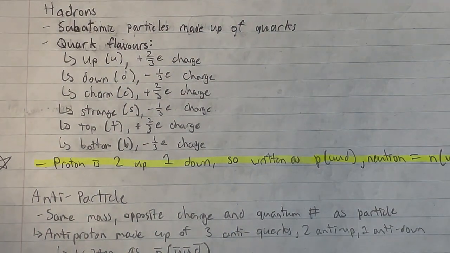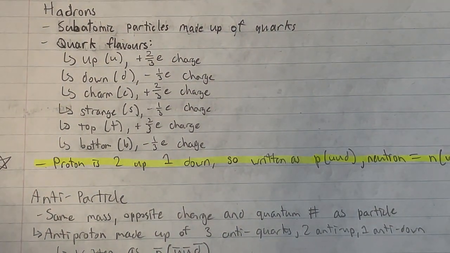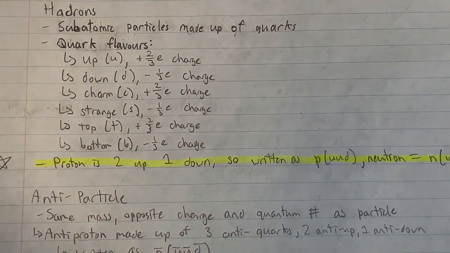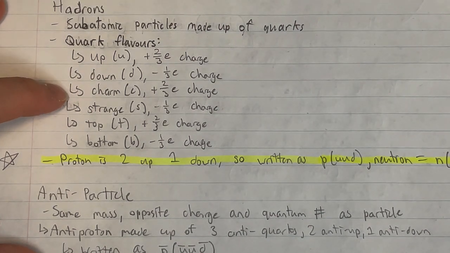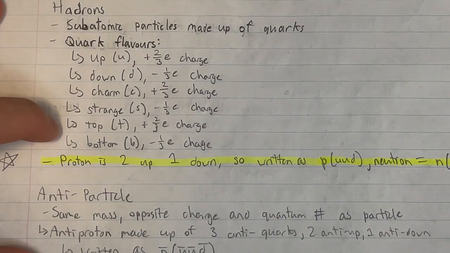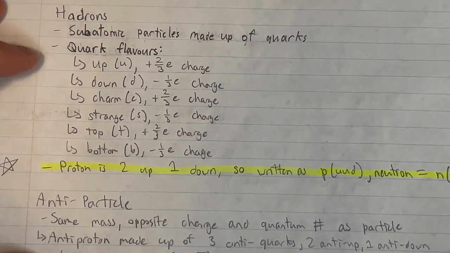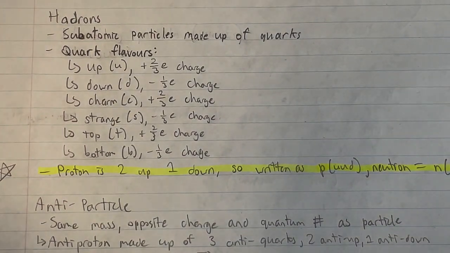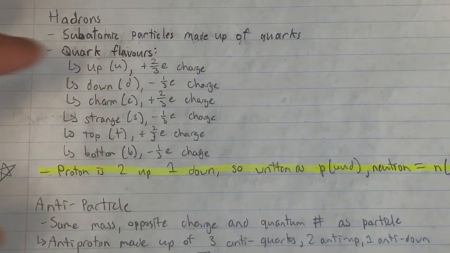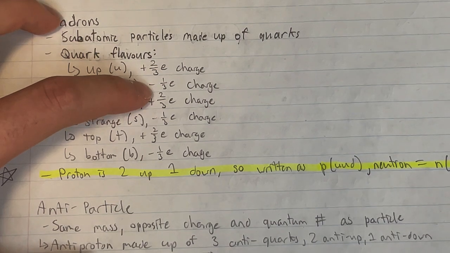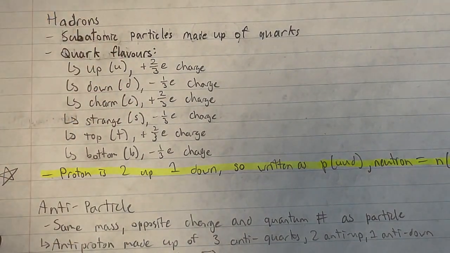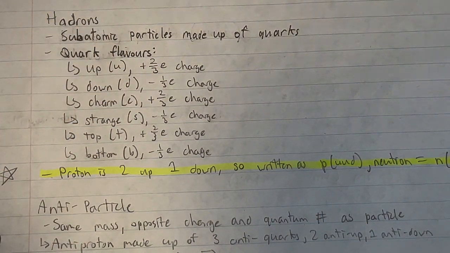Now there are 6 different types of quarks. However, we call these types flavors. So we have up, down, charm, strange, top, and bottom. These quark flavors all have either a charge of plus 2 over 3 e or minus 1 over 3 e, with e being the elementary charge.